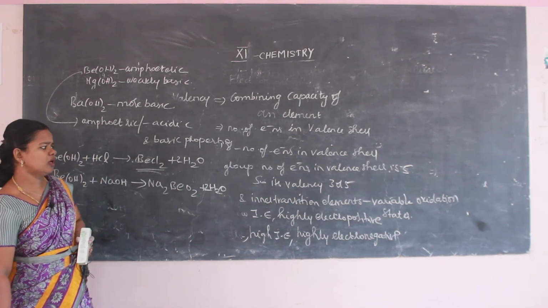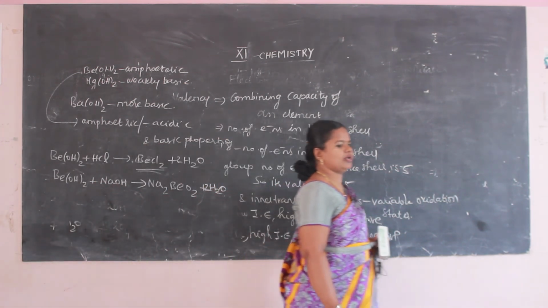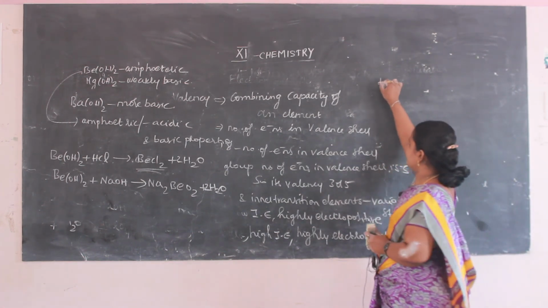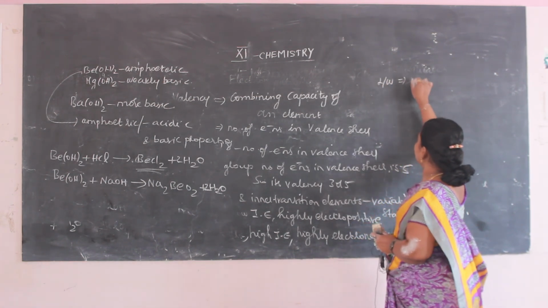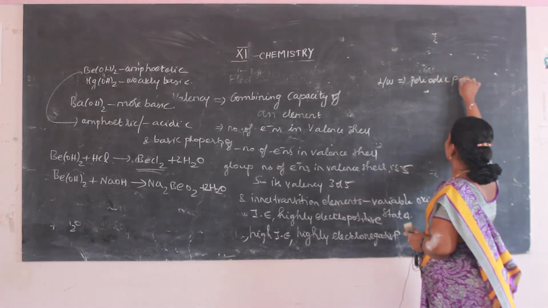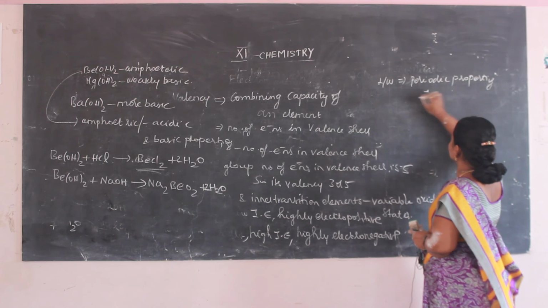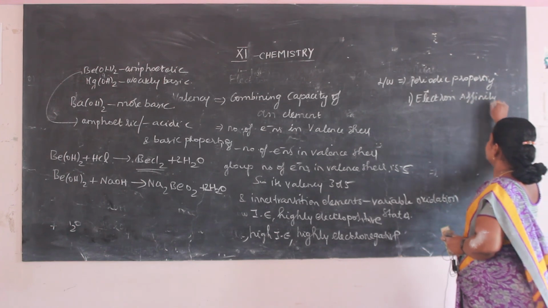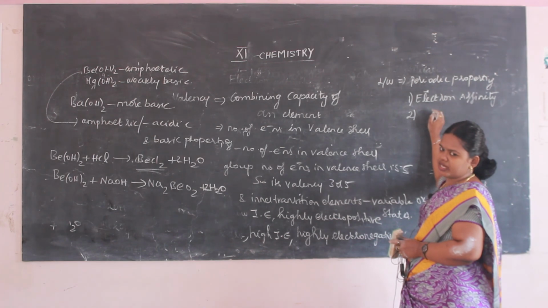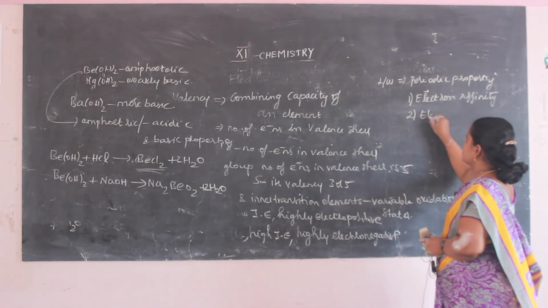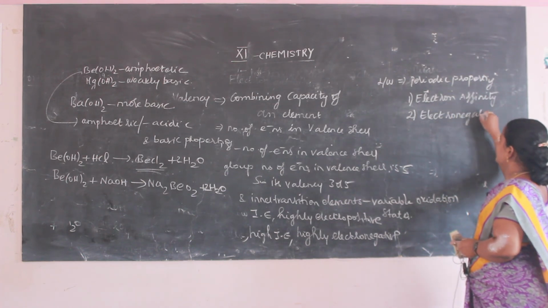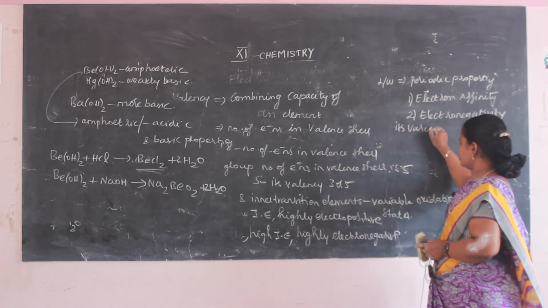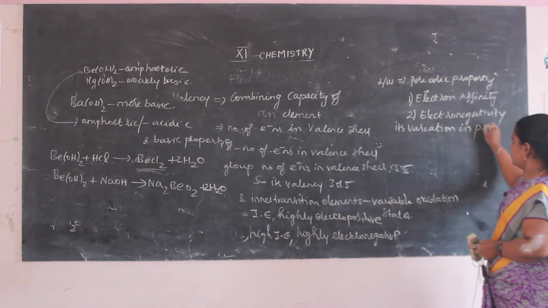Now for today's homework, learn and write the anomalous behavior of the periodic properties, that is, electron affinity and electronegativity. Not the definition alone. Every variation in period and group, everything you have to write. So this is your assignment: learn and write the periodic properties, electron affinity and electronegativity, and their variation in period and group.